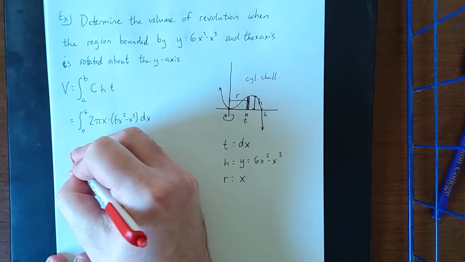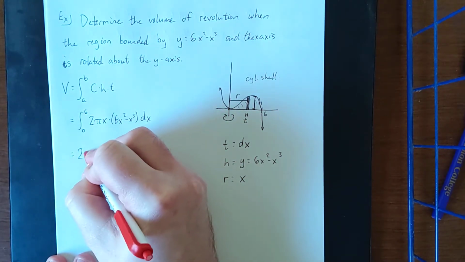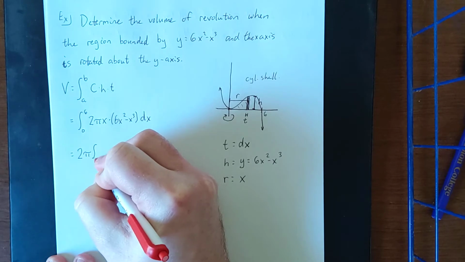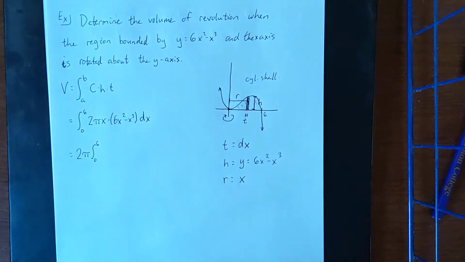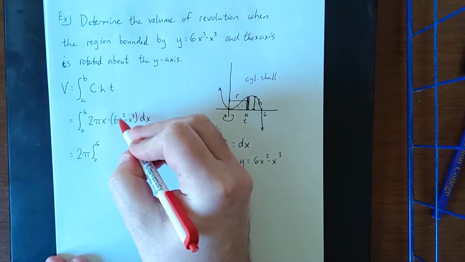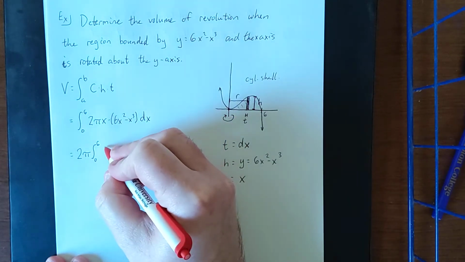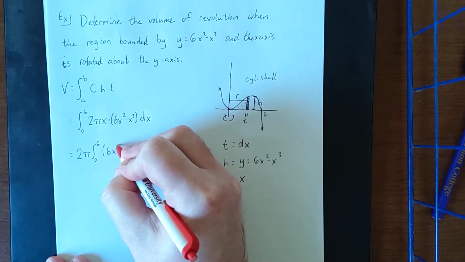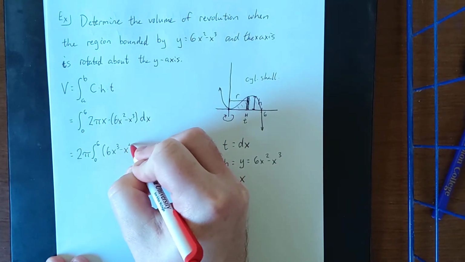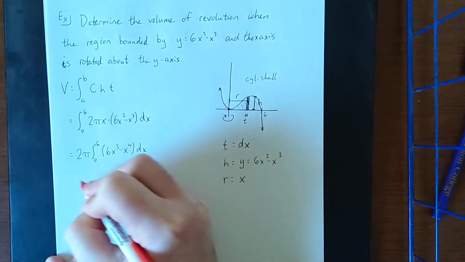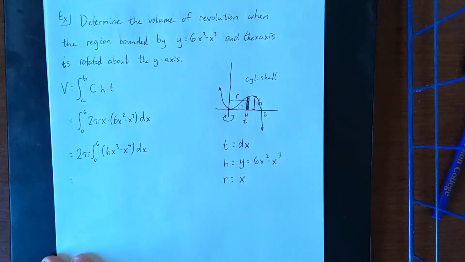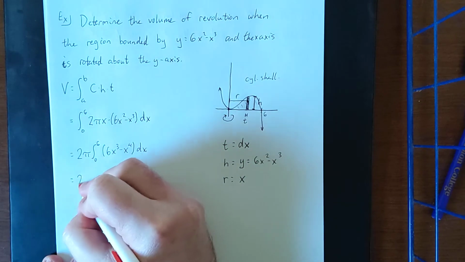Proceeding to evaluate the integral, we'll take the 2 pi and factor it outside of the integral, like so. The x I'm then going to distribute through to the two terms inside the parentheses. That'll give us 6x cubed minus x to the 4th dx. In this form, we are ready to integrate, so let's go ahead and do so.